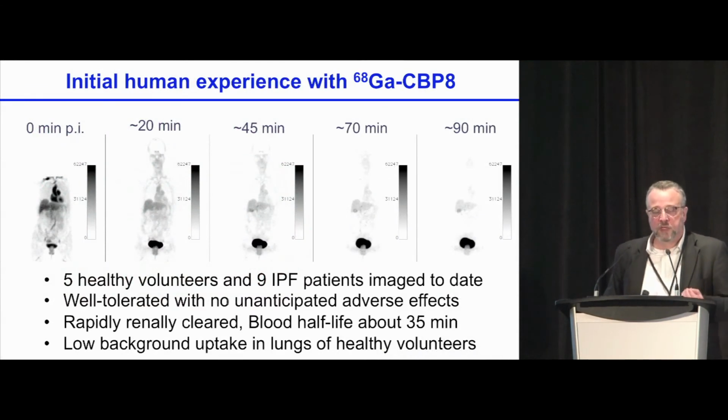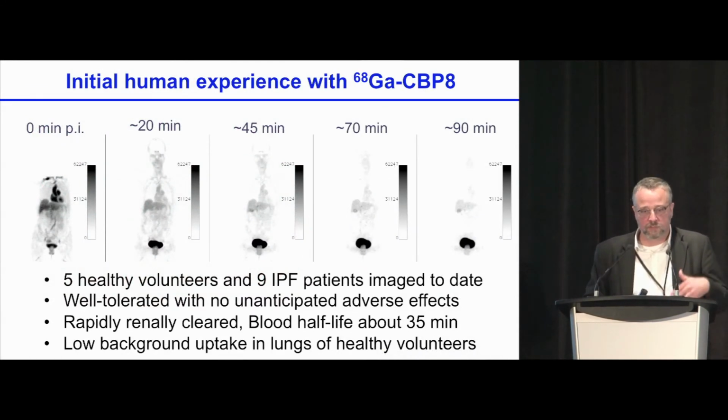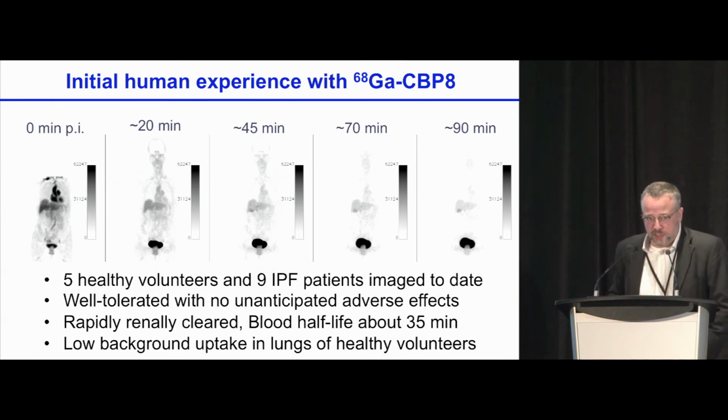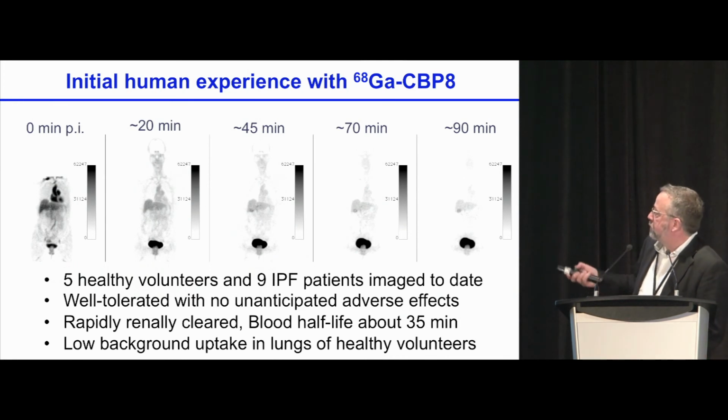We've taken this probe now and started doing human imaging. This is just looking at the distribution over time. So you inject the probe and it clears very rapidly. It has about a 35-minute blood half-life, clearing mainly through the kidneys. You can see the bladder filling up here, and very low levels in the lungs and also in the heart.